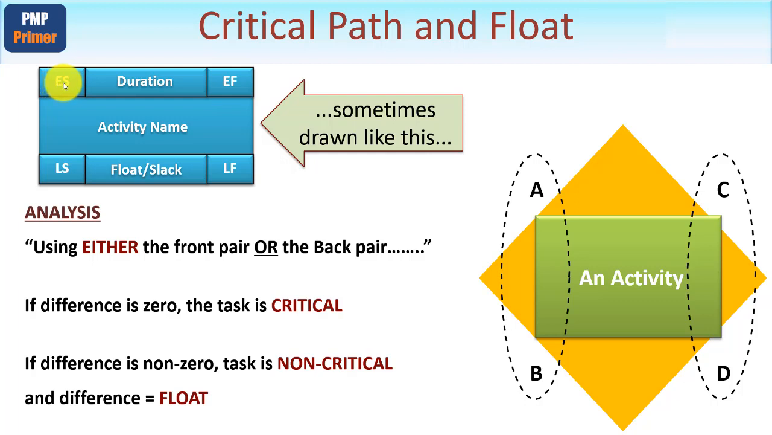This stands for earliest start, this stands for earliest finish. These are the ones you calculated in the forward pass. Coming back, this is the latest finish and latest start. You calculated these numbers in the backward pass. And you normally put the duration of the task here, the name in the middle, and the amount of float and slack here.